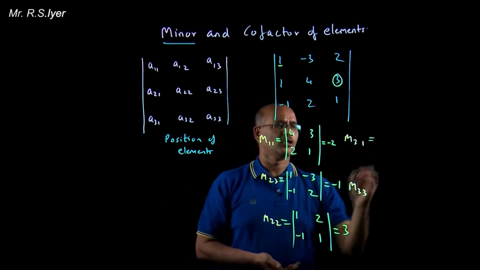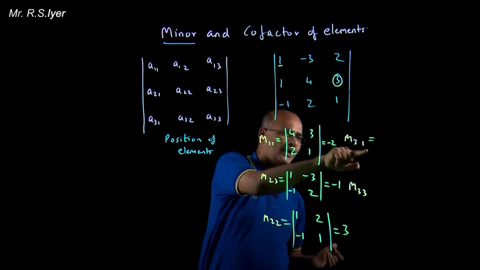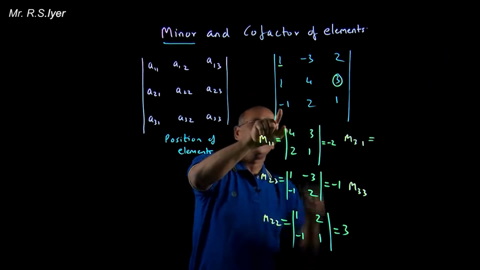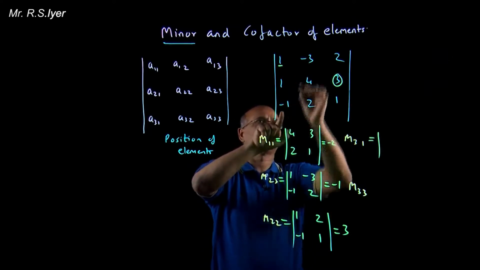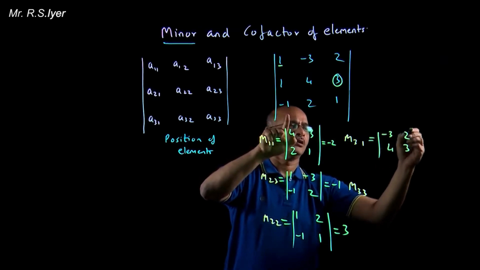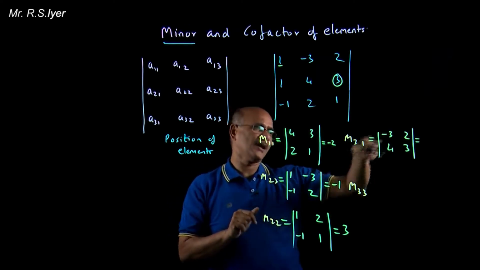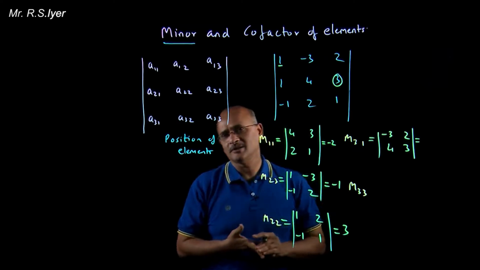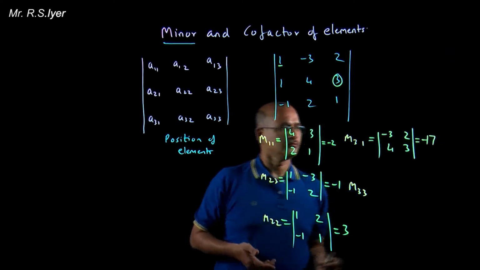Now similarly let us go with 3, 1. Can you tell me, 3, 1 is third row and first column. What is the minor of this? Leave this row and leave this column. So that is nothing but minus 3, 2, 4 and 3. So can you tell me what will be there? Minus 9, minus 8, right? Minus 9, minus 8 is how much? Minus 17.